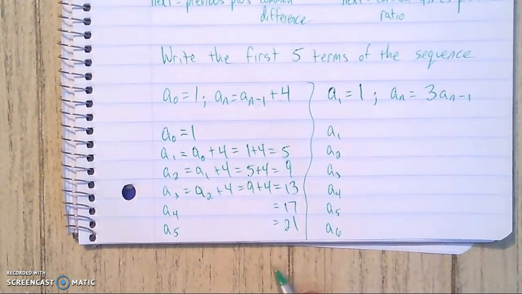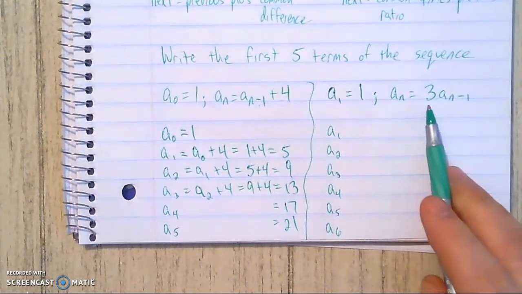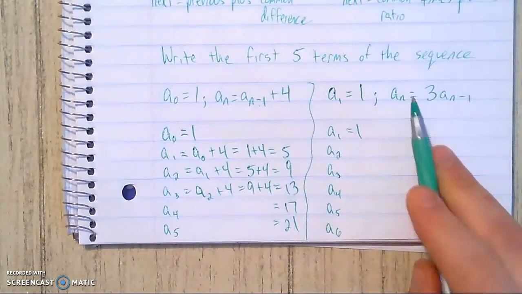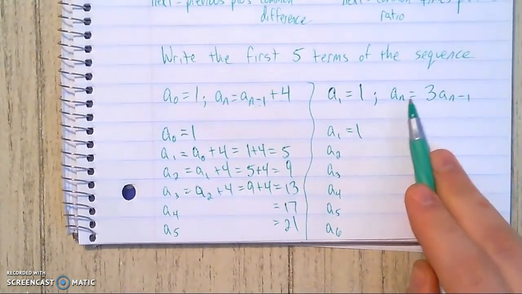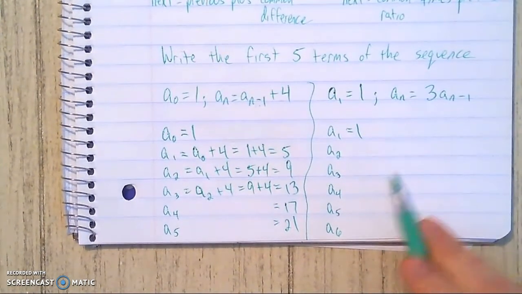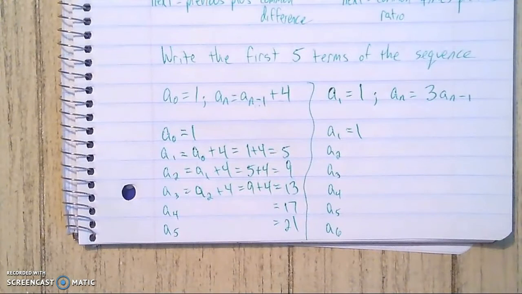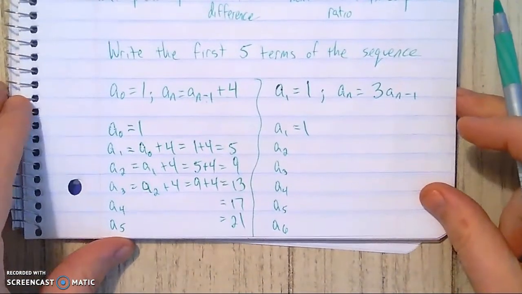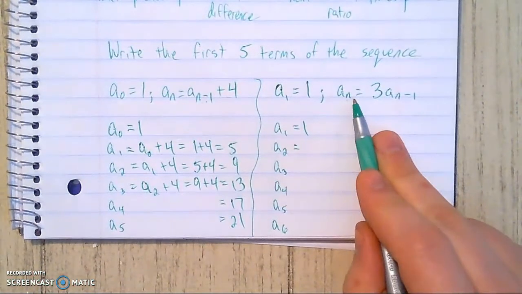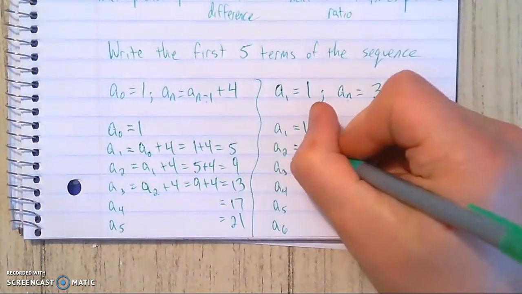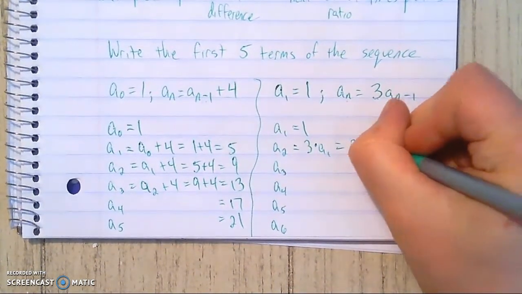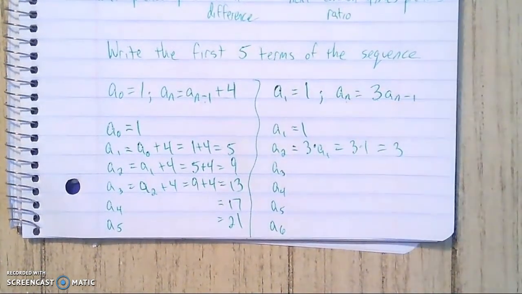So let's look at one more on this side, where I can see that they're starting us, a sub 1 is 1, and every one after that, every next term, is 3 times the previous term. Now again, I'm going to show the math for a few steps, and ultimately it's going to be easier to just work quickly and skip ahead. So a sub 2 equals, the new one equals, 3 times the previous one. 3 times a sub 1. Well, a sub 1 was 1, and 3 times 1 is 3.